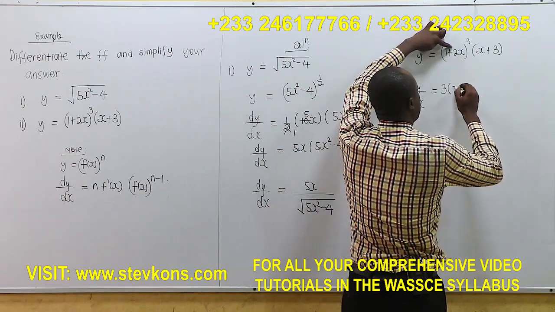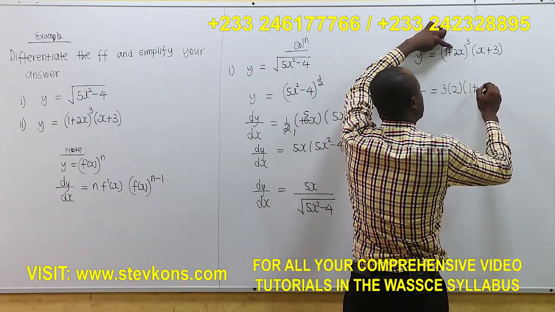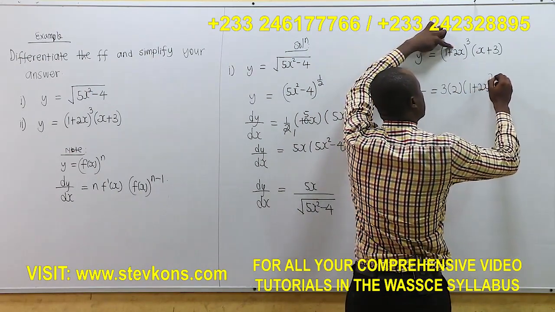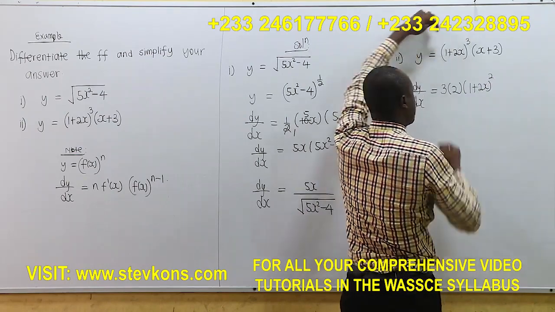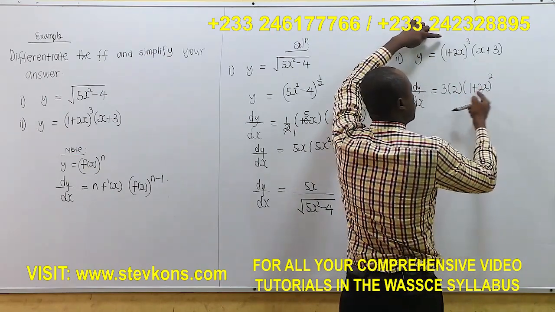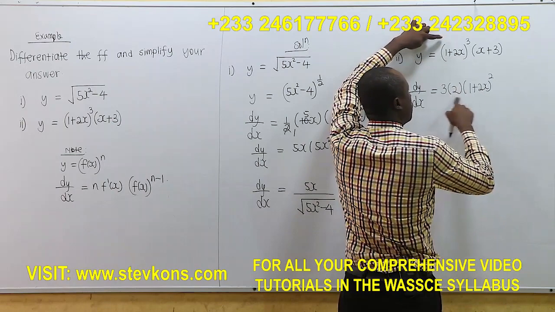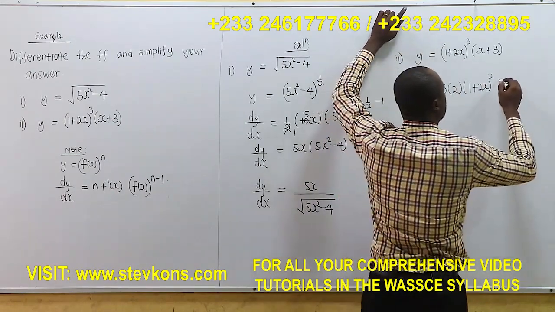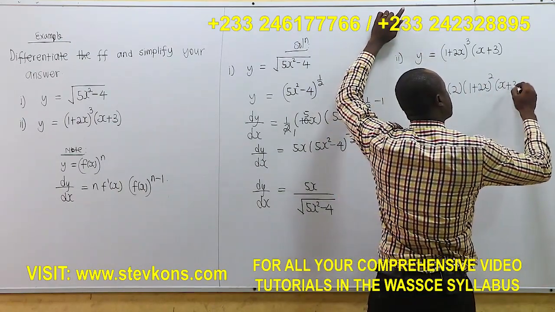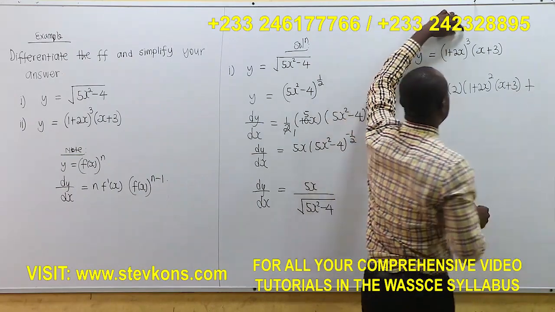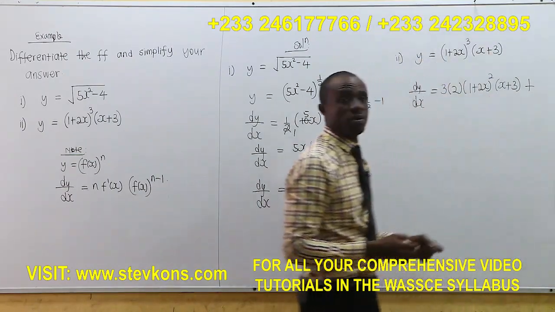Let's differentiate this. What do you have? 2, and then reduce the whole thing by 1 to the power 2. So 3 is coming down. Differentiate the inner one. You have this and reduce it by 1, and we keep x plus 3 constant. So differentiate this, keep this constant. That is what we have.